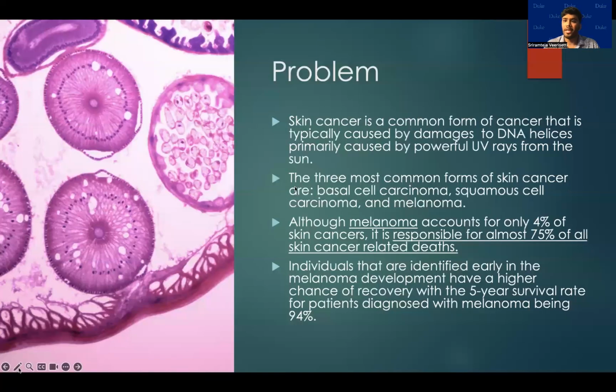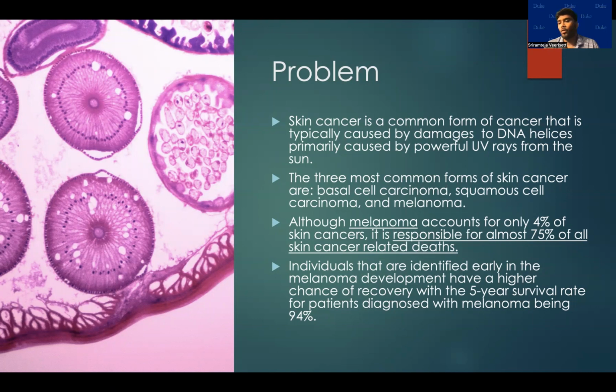So within the United States and countries worldwide, skin cancer is a very common form of cancer that's caused by damages to DNA helices, primarily through UV rays from the sun, as well as artificial methods such as tanning beds. And there are three common forms of skin cancer, which are the basal cell carcinoma, squamous cell carcinoma, and melanoma.